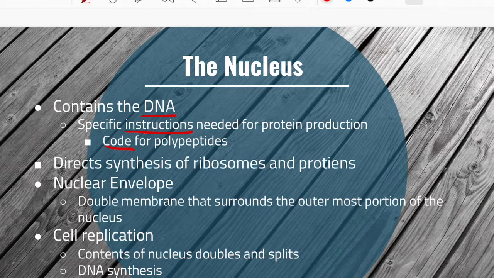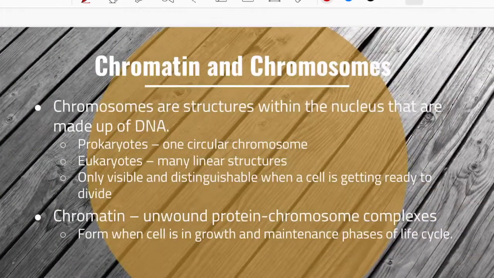protein. The nucleus also directs the synthesis of ribosomes and the proteins that are needed for ribosomes. It is surrounded by a nuclear envelope, and it is just a membrane that surrounds the nucleus, very similar to how the plasma membrane surrounds the cell. It controls what enters and leaves that nucleus. And the nucleus is also extremely important in cell replication because that DNA inside the nucleus has to duplicate and then split into two new nuclei. So the nucleus is extremely important. It has the code, it controls what is being produced, and it allows for replication.